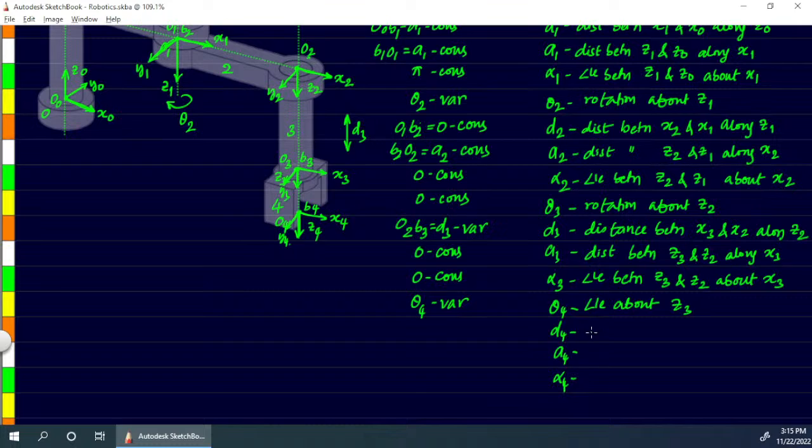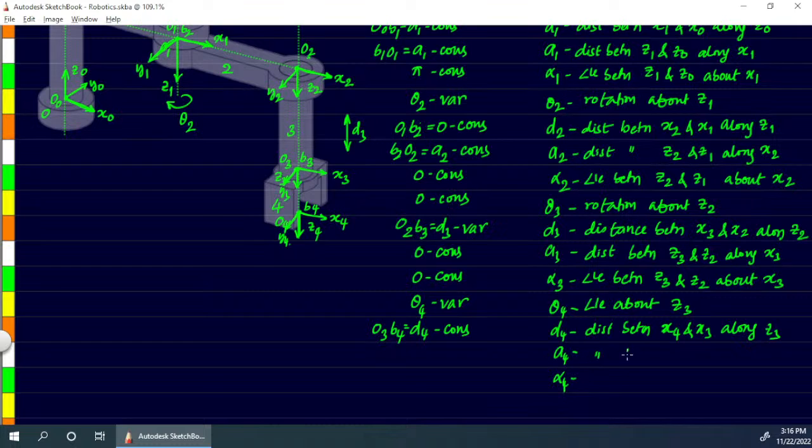Then d4, it's a distance between current x-axis and previous x-axis along previous z-axis, that is z3. So in the direction of z3, we have to see the distance between x3 and x4. Between x3 and x4 along z3, we can see there is a distance, but that distance is going to remain constant. So this is a constant. Let's call it d4, and we can also write it as previous origin and current point. So o3 b4 distance, that remains constant. Okay, so it's a constant.